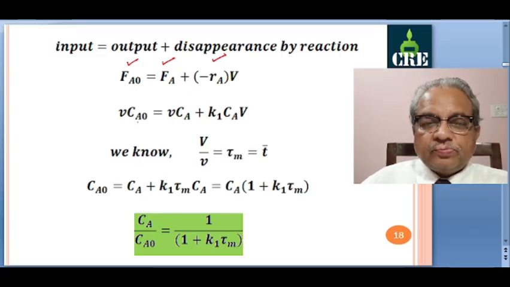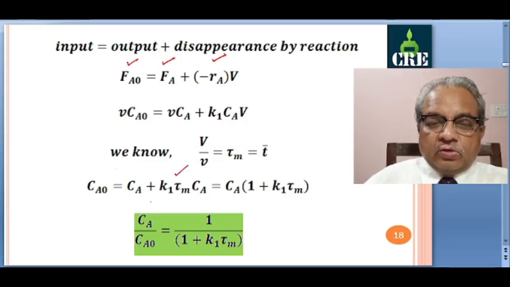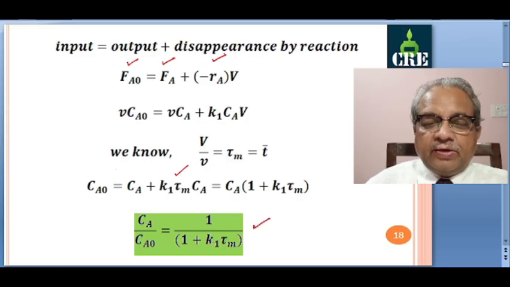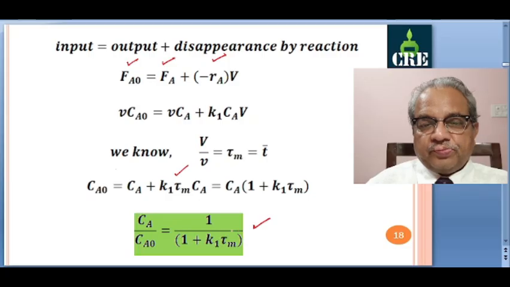Now here, if we divide throughout by v, this becomes CA0 only, this is CA only, and this is K1 CA, V by v is tau m. So K1 tau m CA, CA taken out, so 1 plus K1 tau m. So CA by CA0 from this equation I can get as 1 by (1 plus K1 tau m) for the first reaction.